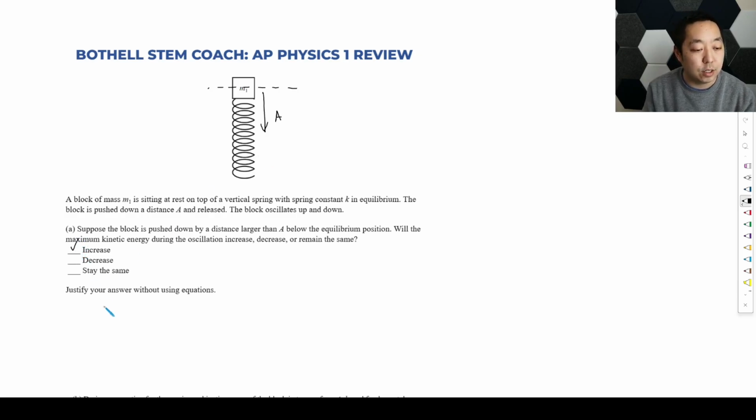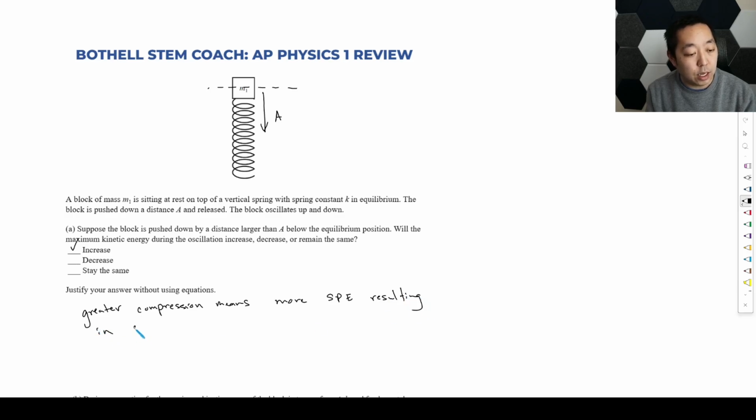So it's going to increase, and the reason is that you will be doing greater compression, which means more spring potential energy, resulting in a greater maximum kinetic energy at the equilibrium position.